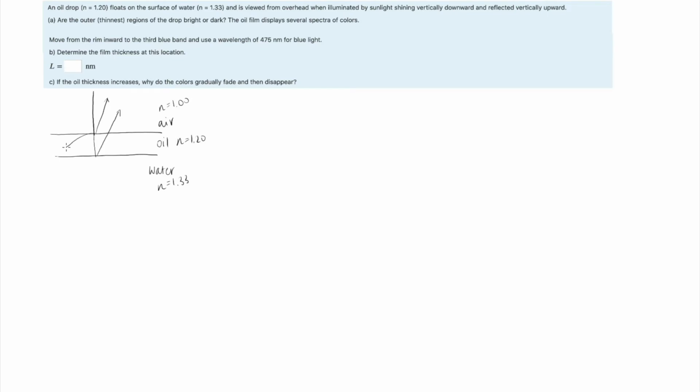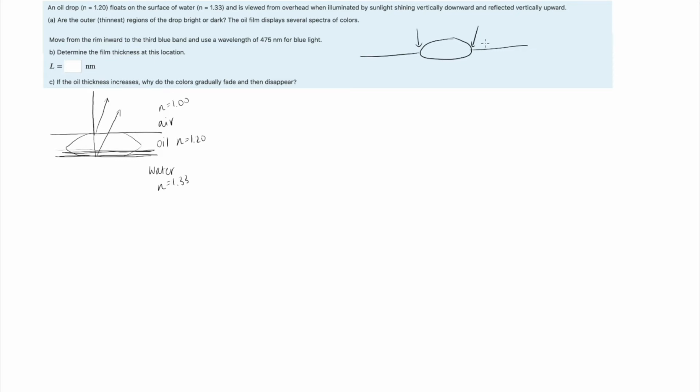So our oil drop looks something like this. So it's not quite, it's more spherical. I've drawn it here just as like a straight surface, but what it's probably going to look like is something like this. So what we're asking about is these regions here, are they going to be bright or dark?